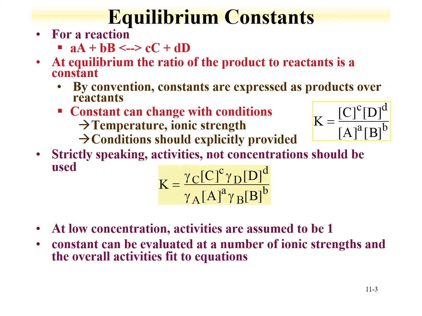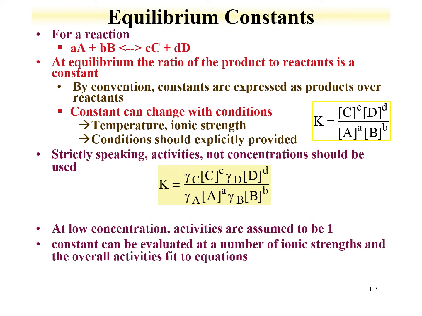Now, these constants, although they're constants, they can change with temperature and ionic strength. And if you measure constants or if you see them in the literature, you should try to understand what are the explicit conditions that these constants were measured under. Often you will get ionic strength, the type of ion that was used to adjust ionic strength, and even temperature.